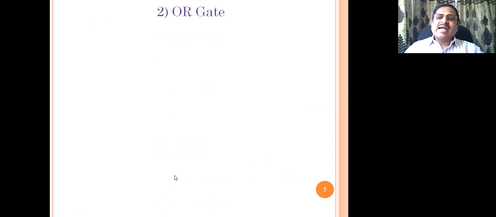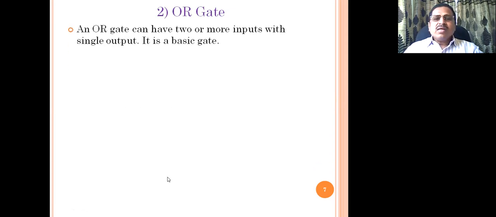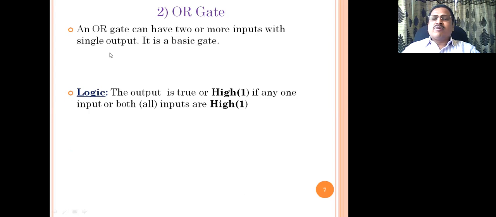We will go for the second type of basic gate, the OR gate. It has two or more inputs. The OR gate can have at least two or more inputs, with obviously only one output, as the second type of basic gate.